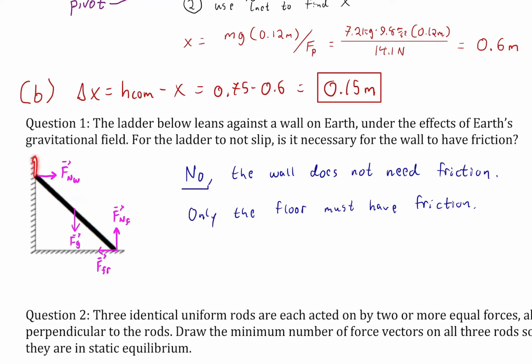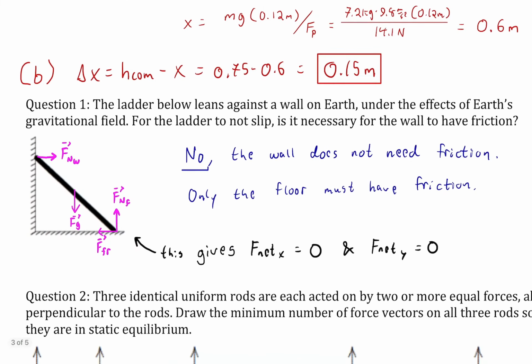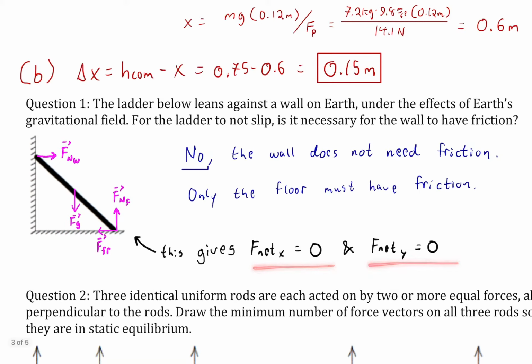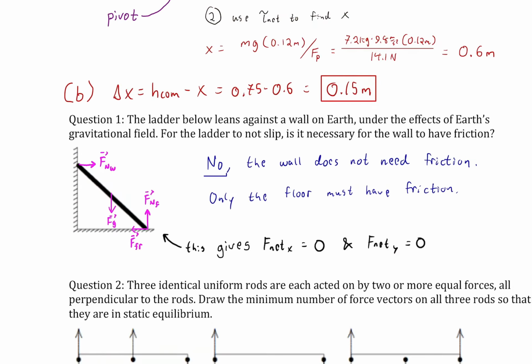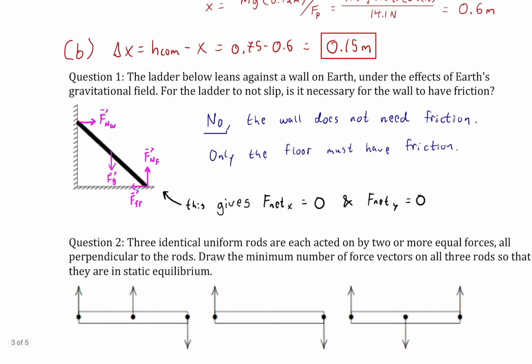We don't need a friction force from the wall because that would be redundant, because we already have a normal force from the floor that's opposing gravity. We don't need a friction force in the wall. It won't slip if the wall is perfectly smooth, as long as there's enough friction from the floor, all right? So there we have it. We have net forces in x summing to 0, and net forces in y summing to 0. Okay, and then we could choose some pivot, and we could find that the net torques also sum to 0. Maybe I could choose a pivot right there.